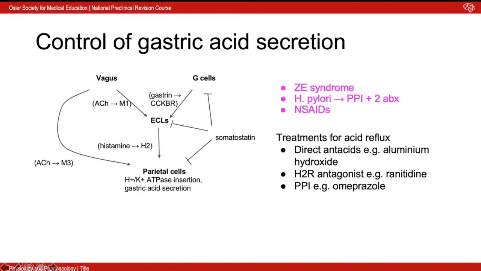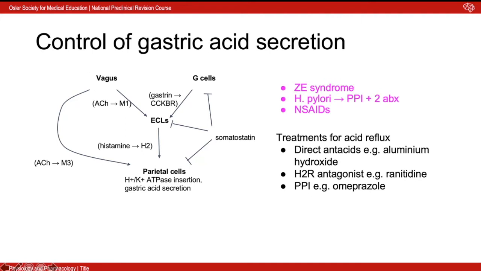So how is gastric acid secretion controlled? Well, we can start with the ECLs, or enterochromaffin-like cells. And these cells produce histamine, which acts on H2 receptors on the parietal cells. And the parietal cells are the cells that we just talked about with the H plus K plus ATPase. And so when the H2 receptor is activated, that leads to the insertion of the H plus K plus ATPase into the apical membrane, and that therefore increases gastric acid secretion.